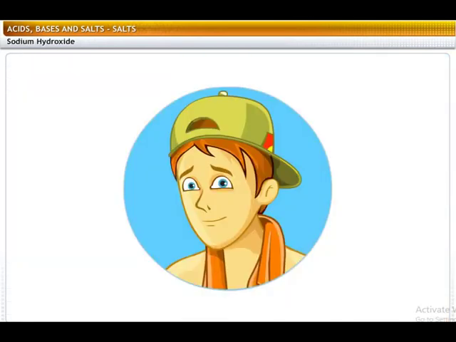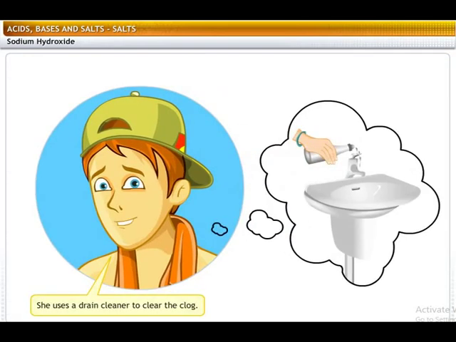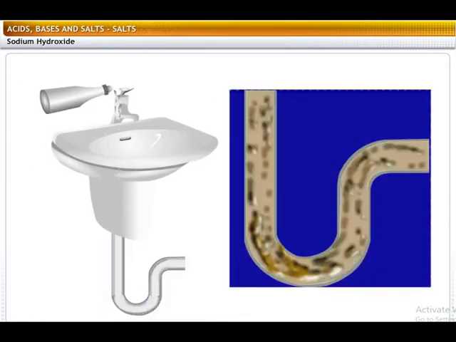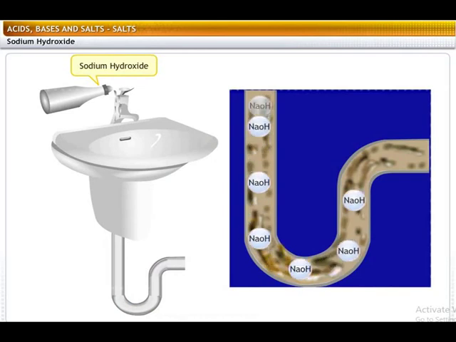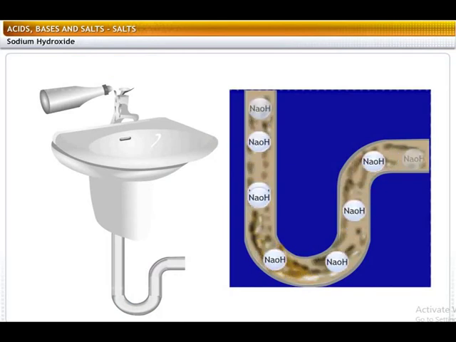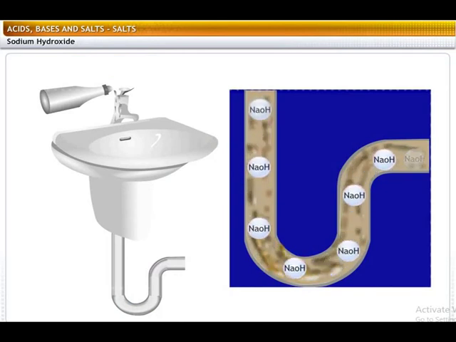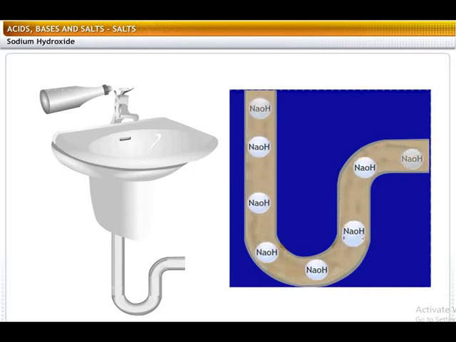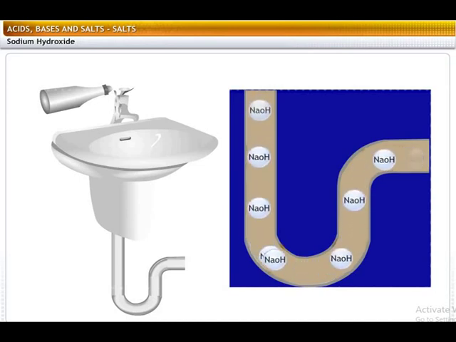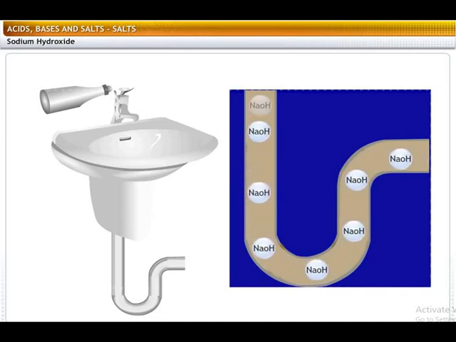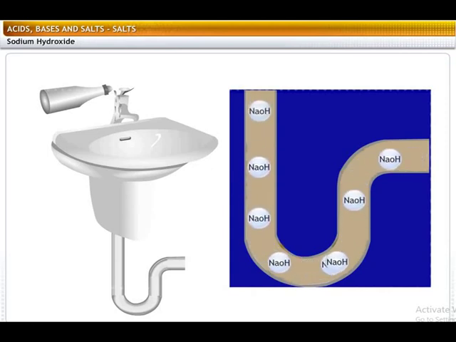What does your mother do when the kitchen drain is blocked? She uses a drain cleaner to clean the clog. Did you know the drain cleaner contains sodium hydroxide, which cleans the clog formed in the drain? When the pipe is clogged, it is because of a combination of fats and grease. Cleaners that contain sodium hydroxide, either as a solid or already dissolved in water, convert the fats to soap, which dissolves in water. In addition, when sodium hydroxide dissolves in water, a great deal of heat is given off. This heat helps to melt the clog.